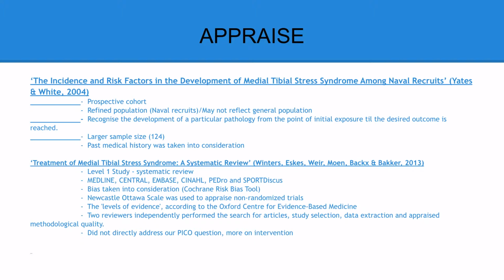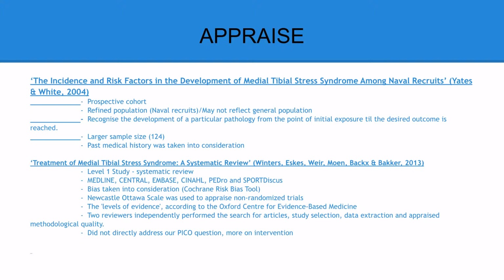And our final paper was a Level 1 systematic review. Unlike the previous papers, systematic reviews are literature-based, collecting high-quality research evidence relevant to the question being asked. Two reviewers independently searched for the articles based on the Oxford Centre of Evidence-Based Medicine.